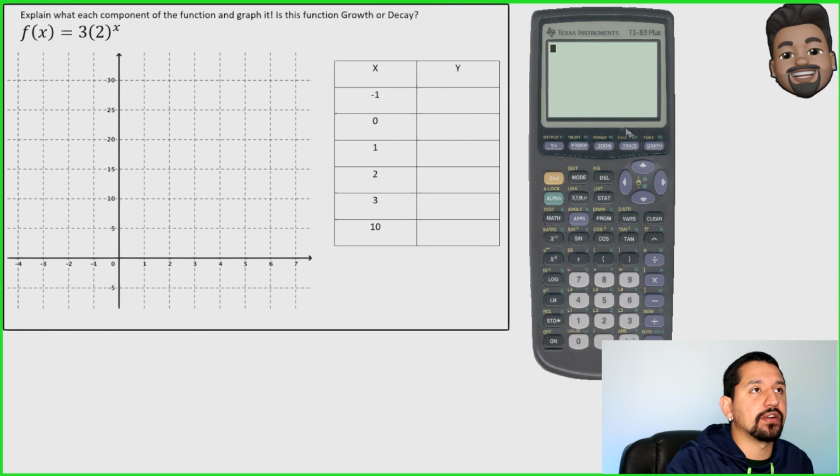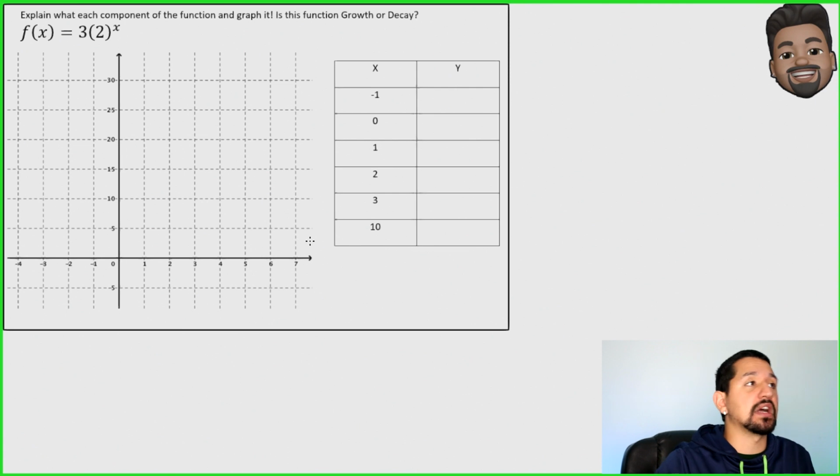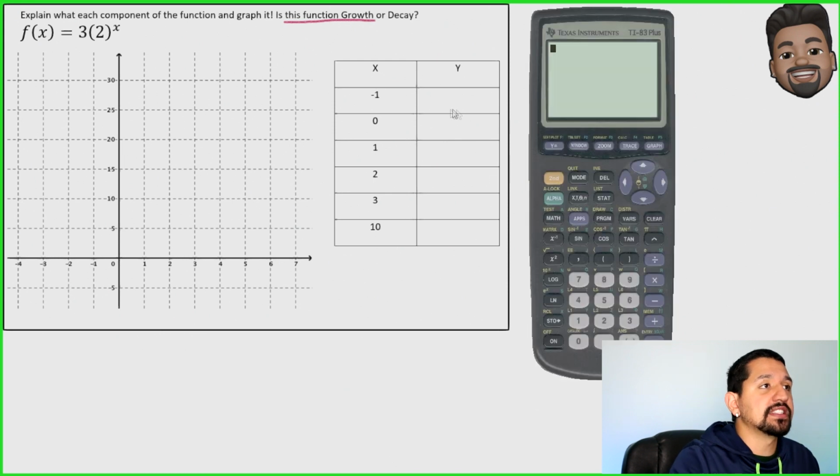Now I have my little handy dandy calculator with me. So when I say explain what each component of the function is, we're talking about what does the 3 mean and what is the 2. Let's go ahead and graph this and then you'll see what I'm talking about, because if we graph this and we fill out the table, I think it'll make all the sense in the world. So let's go ahead, we'll start with -1. It's always good to get a few points along the way.